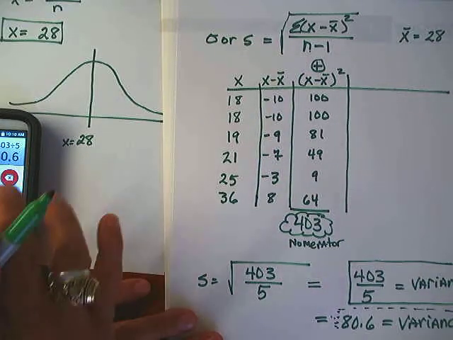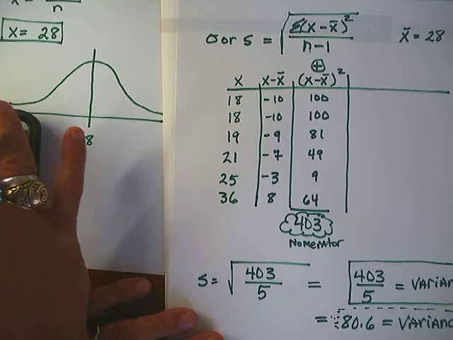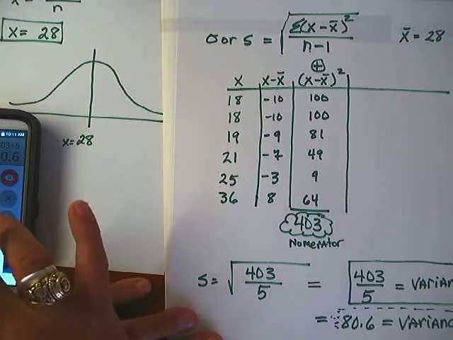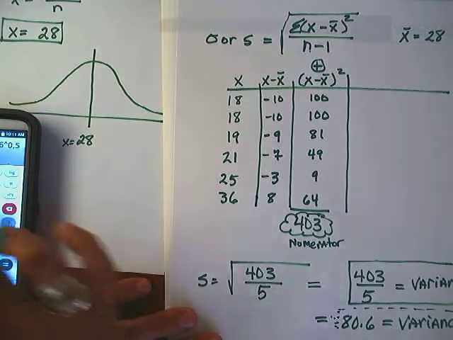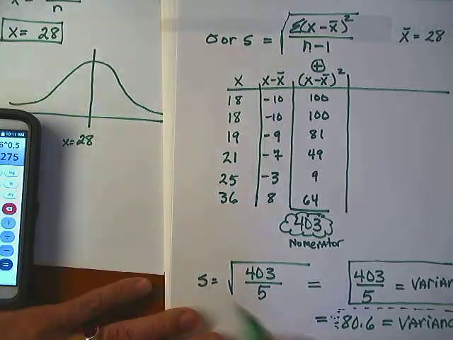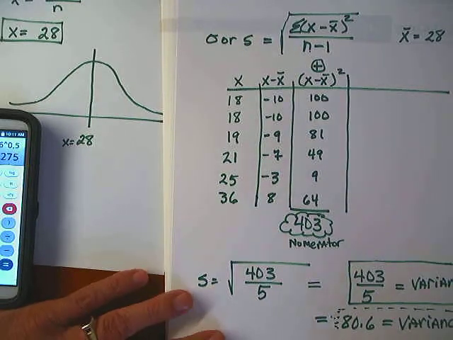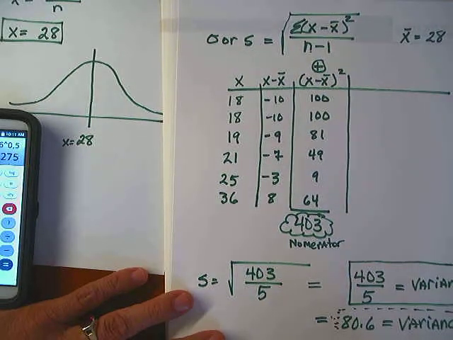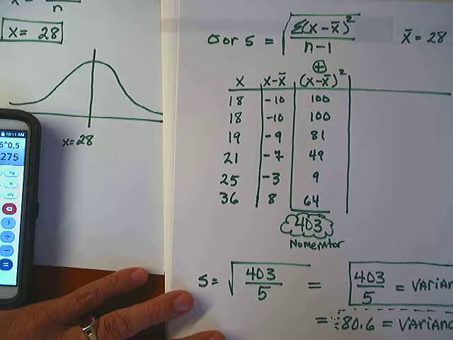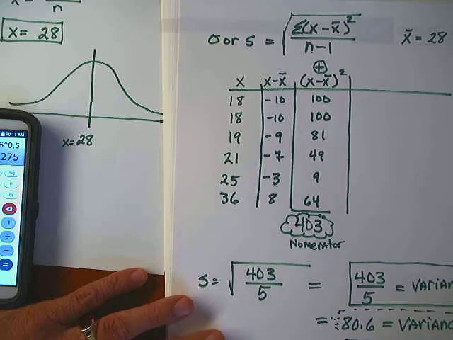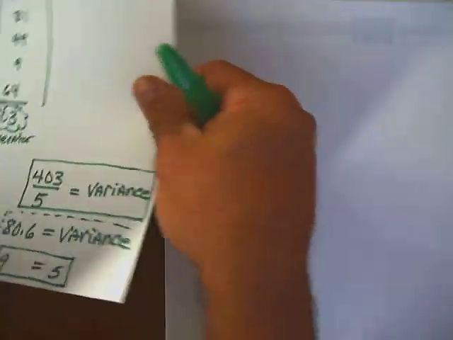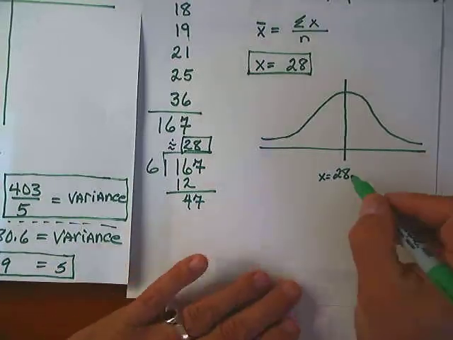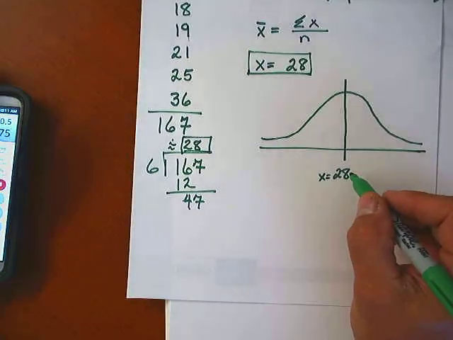And the square root of the variance is the standard deviation. So if I take the square root of 80.6, then I get the standard deviation. I have to use my scientific calculator, and that's going to be raised to the 0.5 power. I get 8.97, which is pretty much 9, or 8.977. Okay, so S is equal to 9.